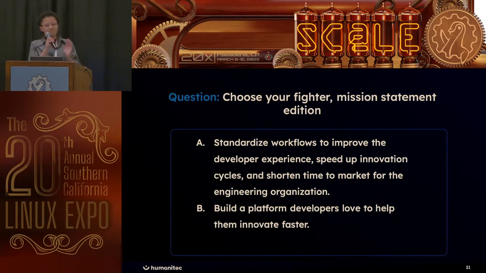And who wants to vote for B? Everyone's on the fence. Awesome.